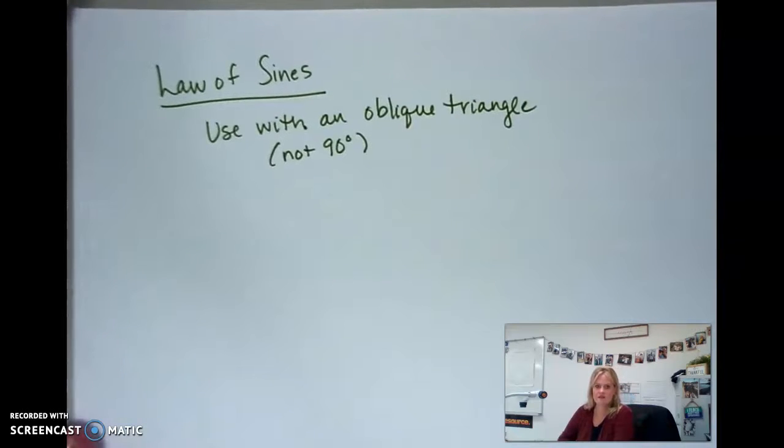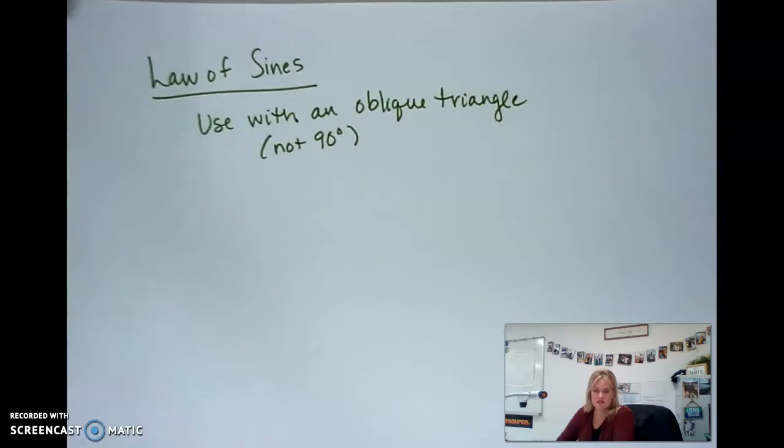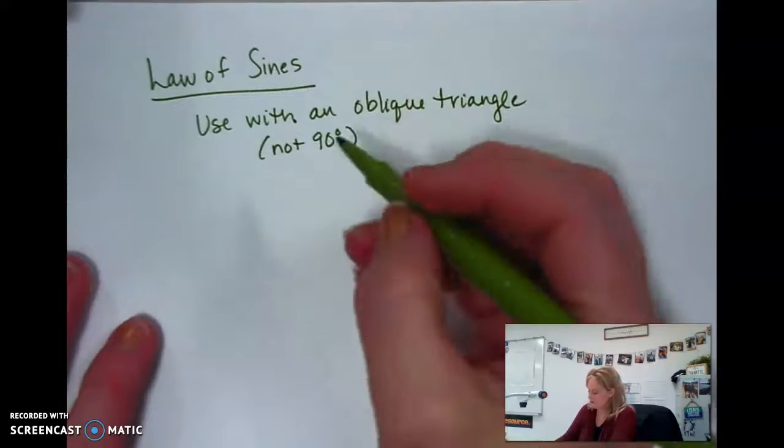Okay, today we're going to talk about the law of sines. Everything we have talked about has been with a right triangle, so a triangle with a 90-degree angle. That is when you can use SOHCAHTOA, sine, cosine, and tangent with those ratios. But now we're going to be talking about the law of sines, and tomorrow the law of cosines, which is with an oblique triangle, so not a 90-degree angle.